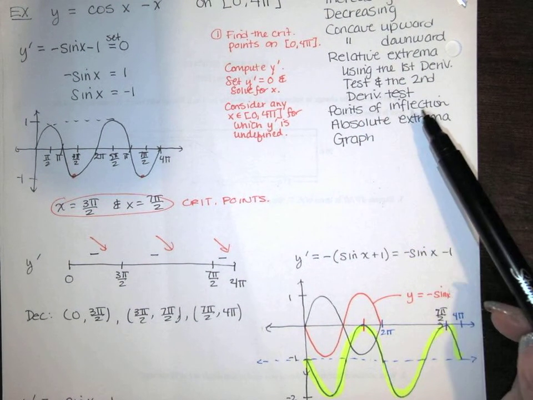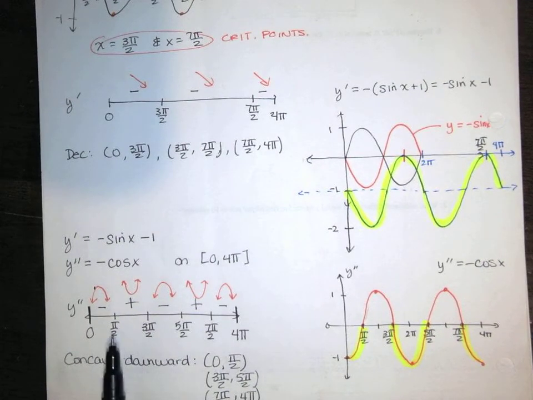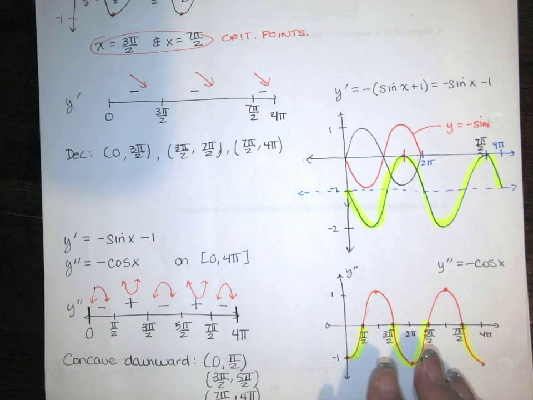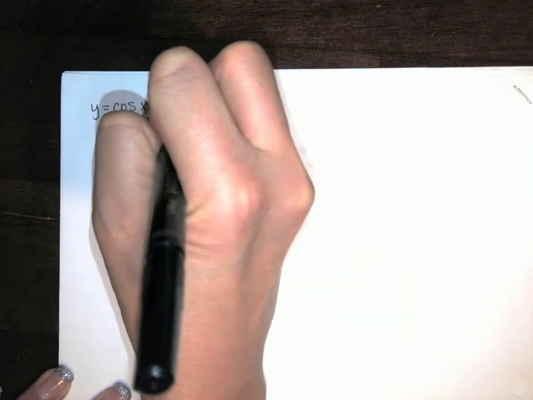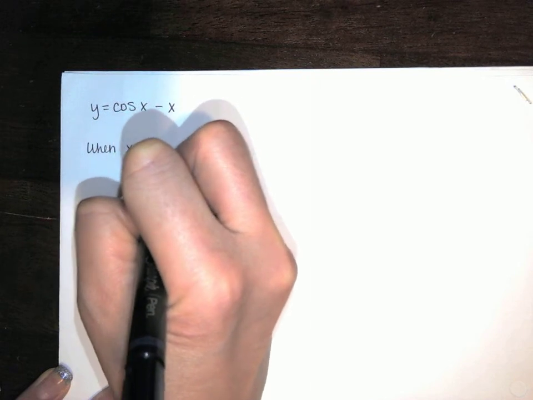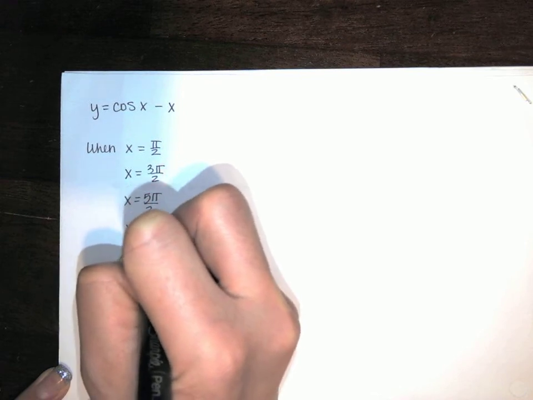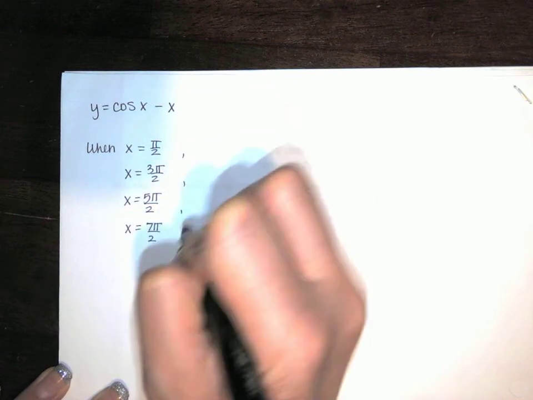Now we want to know what are the points of inflection. So those are the points on this interval where the graph changes from concave upward to concave downward. Looks like we've got a lot of them. I've got 1, 2, 3, 4 points of inflection. So we just need to find the y values on the graph for each of these x values. And our graph is cosine of x minus x. So I've got x equals pi over 2, x equals 3 pi over 2, x equals 5 pi over 2, and x equals 7 pi over 2. And those are all points of inflection.